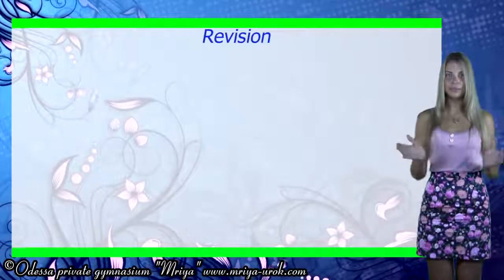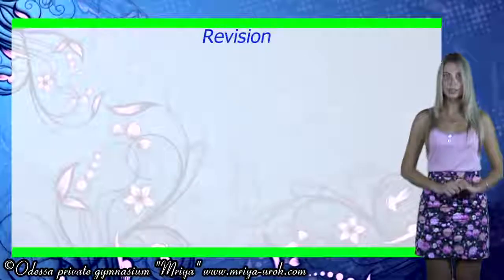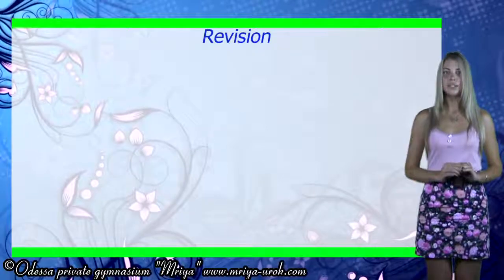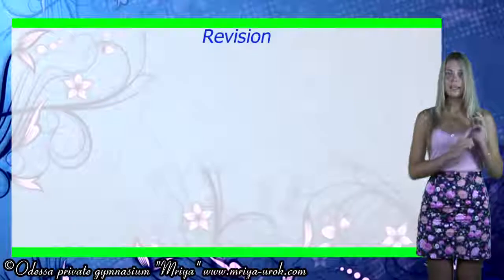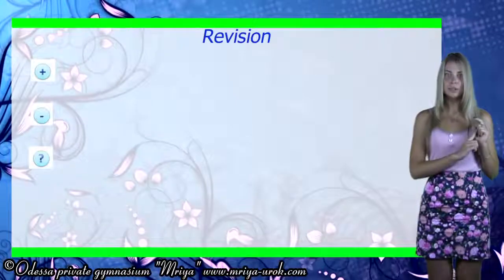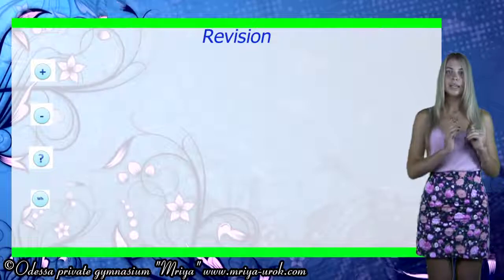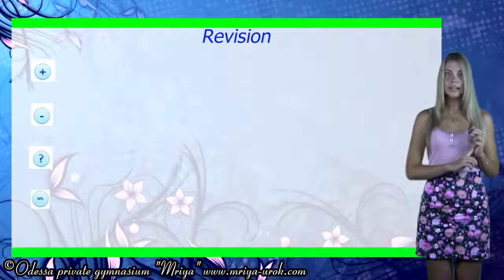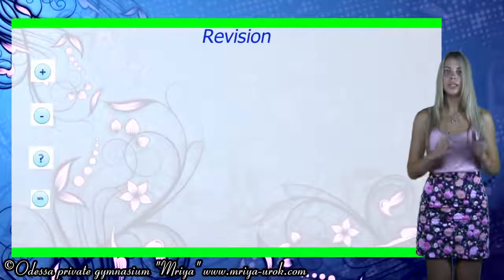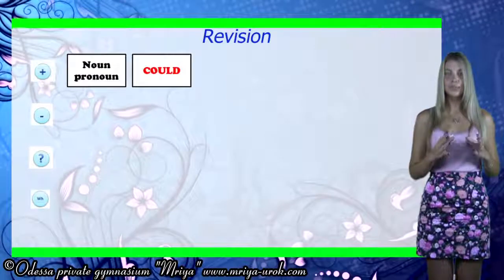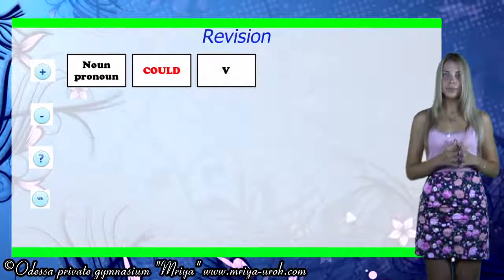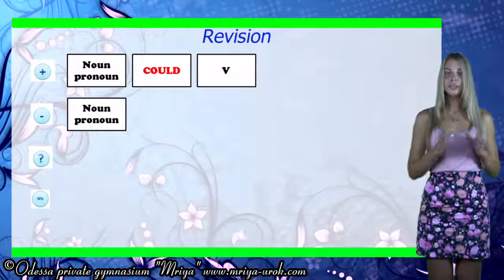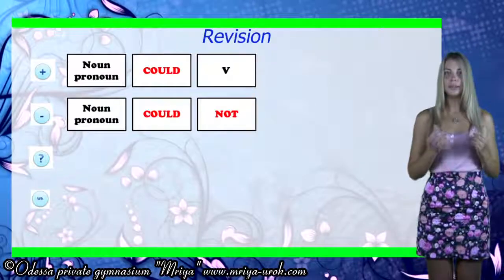So, once more, now I propose you to remind everything we have already discussed. So, there exist 4 types of sentences with our modal verb. A narrative, a negative, general question and special question. If you want to make a narrative sentence, on the first position you put noun, pronoun, after that could, and after that main verb. If you want to make a negative sentence, on the first position you put noun, pronoun, could, then particle not and main verb.